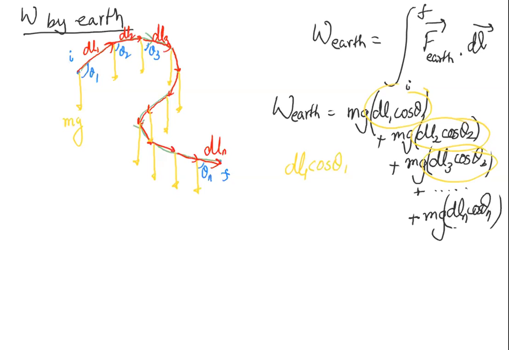dl cosine theta 1 क्या होगा? Let me draw this. So if I have this right angled triangle, then this quantity should be dl1 cosine theta 1, mg के opposite, हाँ mg के opposite, right.